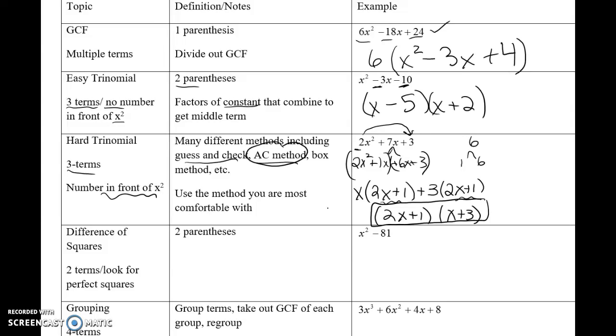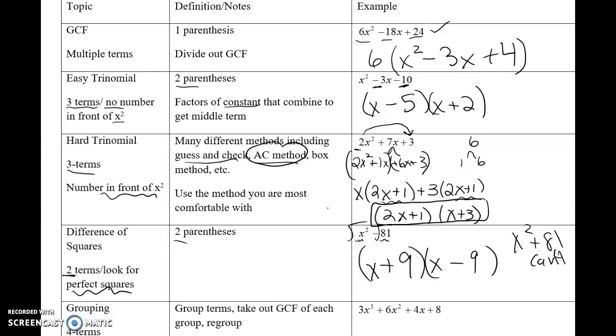Let's look at the next topic, difference of squares. You'll notice this is only 2 terms, and you're going to notice perfect squares in the problem. You're going to break it down into 2 parentheses. So looking at my example, I'm going to draw 2 sets of parentheses. Notice that x squared is a perfect square, and 81 is also a perfect square. So take the square root of each. The square root of x squared is x. The square root of 81 is 9, and you're going to make one sign a plus and one sign a minus, and you're finished. Notice there's no such thing as a sum of 2 squares, so this cannot be factored. You can't factor if it's a plus. It's got to be a difference.